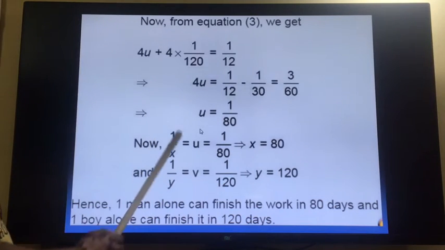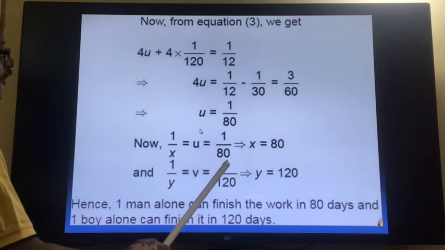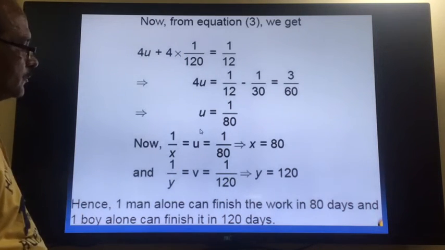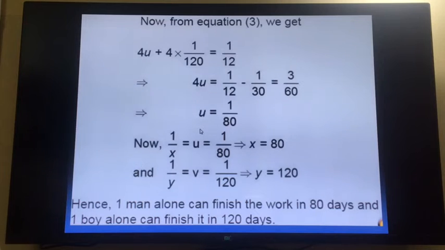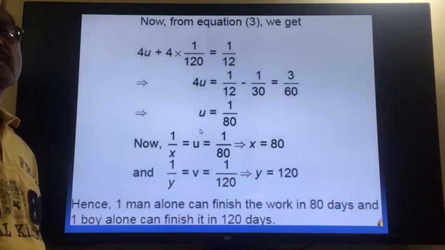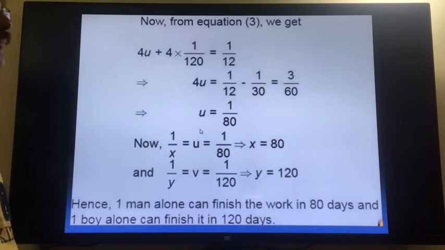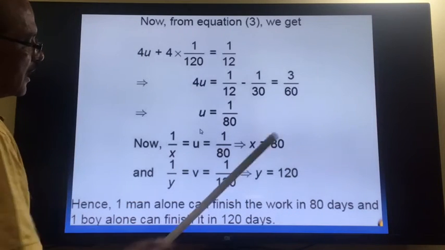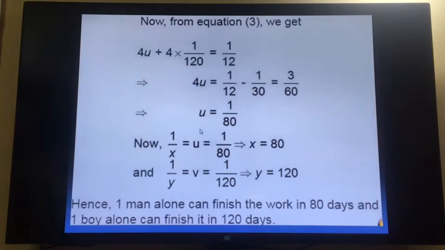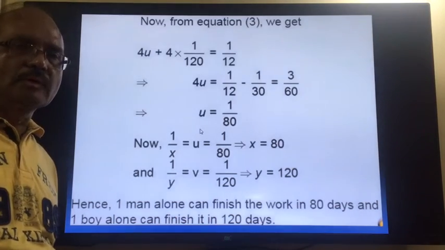Then 1 upon y is equal to v, and the value of v is 1 upon 20. So this will give y is equal to 120. So the value of x is 80, the value of y is 120, and what we have supposed, x is the number of days in which a man is doing the work. So one man can finish the work in 80 days, and one boy can finish the whole work in 120 days. So in this way we will be able to find out the number of days in which a man can complete the work and a boy can complete the whole work.